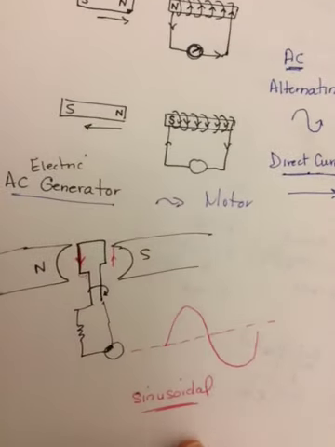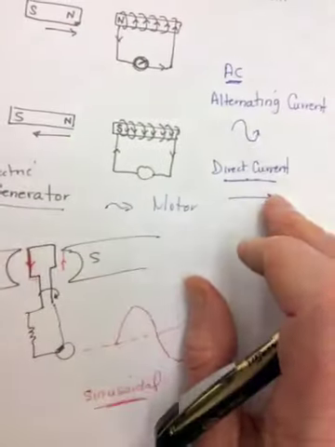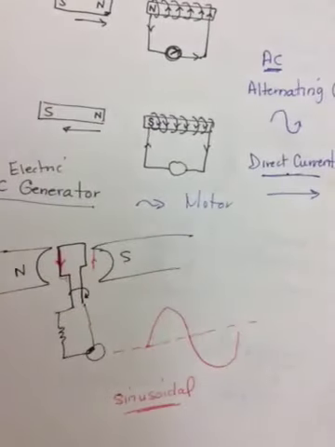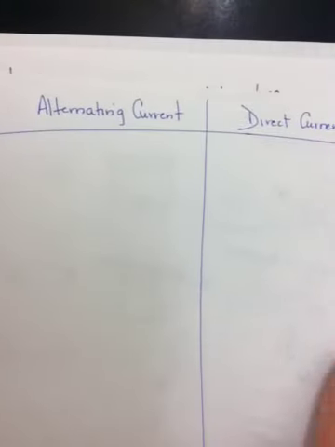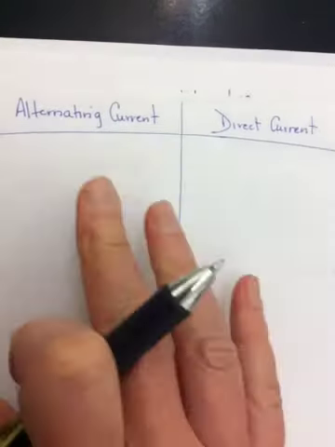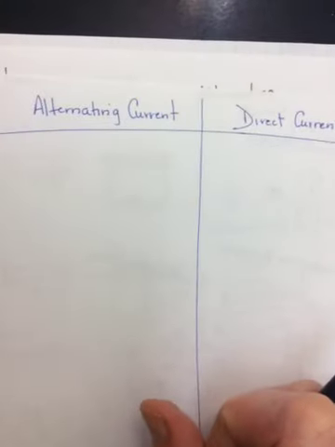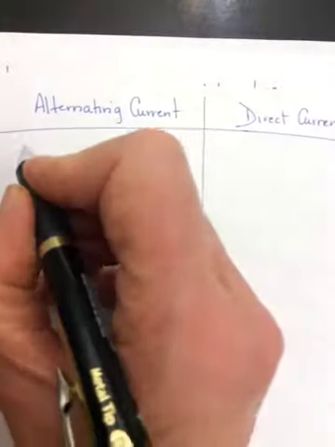All right, so where we left off was talking about alternating current and direct current and talking about generators. So I just want to take another couple of minutes and just compare and contrast alternating current and direct current. So you might want to create a little chart like this, okay?